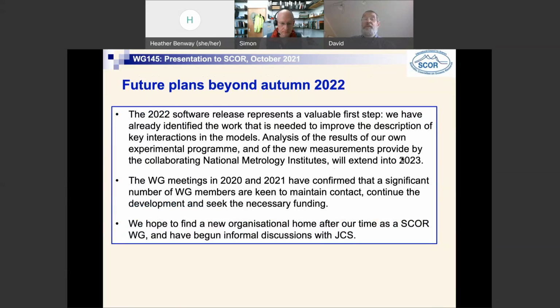Looking to the future, next year's software release represents a valuable first step, but is by no means the final end product. While documenting and verifying the model, we've identified and prioritized the work needed for further improvements. There's significant interest from working group members in continuing collaboration and seeking new funding beyond the 2022 software release. We are aware that association with an international organization would provide visibility for this work and have begun informal discussions with the Joint Committee on Seawater. Next slide.